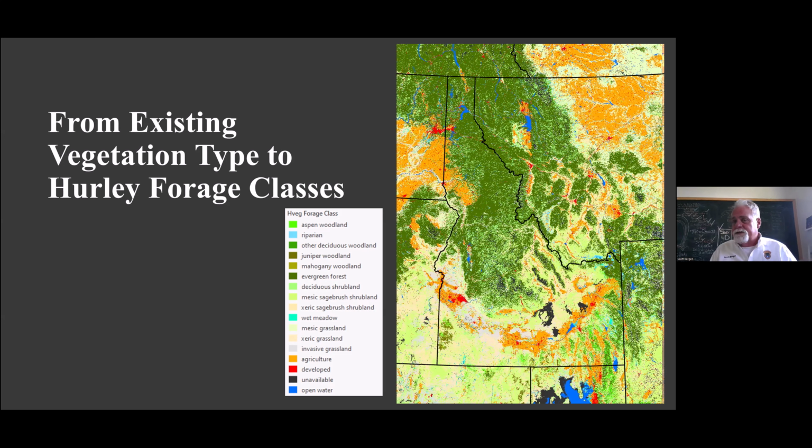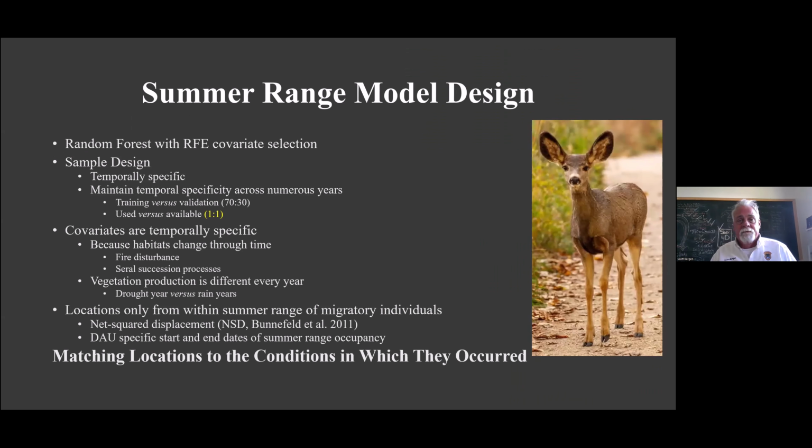So that's kind of a description of how we start to digest this information coming in. As we get into some of these models here, basically we're using a random forest design, a classification design. This has a long history going back to the mid-90s in remote sensing. And then we use some covariate selection techniques. As I said, we're trying to make these models more temporally specific.